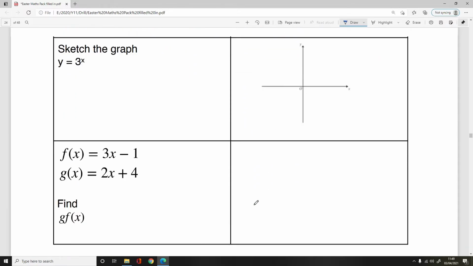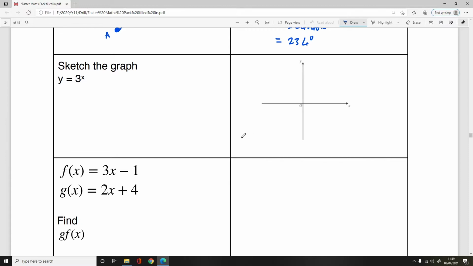Okay, 2 to go. Sketch the graph. Now, you could know this. This is an exponential graph, and you could know the shape of that. But if you didn't know it, you could try some points out. Now, I generally think when I've got to do something like this, I'll try some positive values and negative values and see what it does. So I'll try -5 and 0 and 5 and just see what sort of thing's happening.